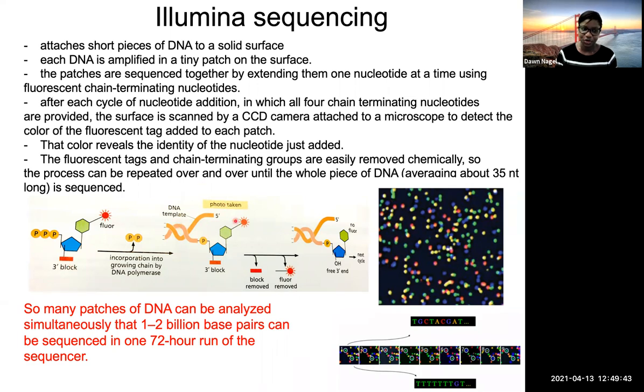So you have a color probe. And then you can just add a chemical, remove this block, remove this fluorescent probe so that the DNA continues to be synthesized. So you can do this over and over again in the same pool, and it just keeps extending. And that's why it's much faster. But you also can only do this for short reads at a time. So the average is about 35 nucleotides long.